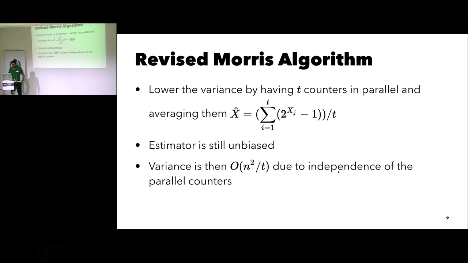So what you can do, which is another standard statistical argument, is you lower your variance by now running t different independent counters in parallel. And then when you want to query your count, all you do is you take the average of these t counters that you have, and turns out the expectation of the average is still n plus 1. So it's still an unbiased estimator, but what has happened now is that our variance has gone down by 1 on t. Because these t counters I'm running in parallel are independent of each other.